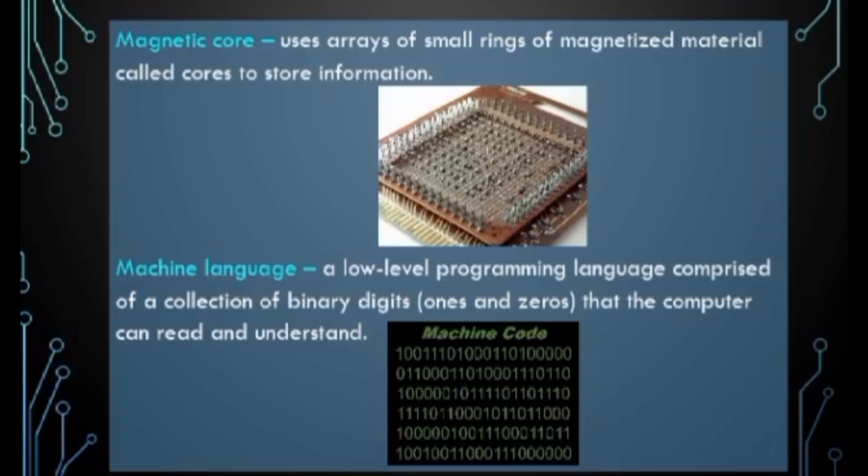Machine language, a low-level programming language comprised of a collection of binary digits that the computer can read and understand. Machine language is the fundamental computer language. It consists of binary codes with zeros and ones representing instructions for the processor to execute, such as addition or comparison.